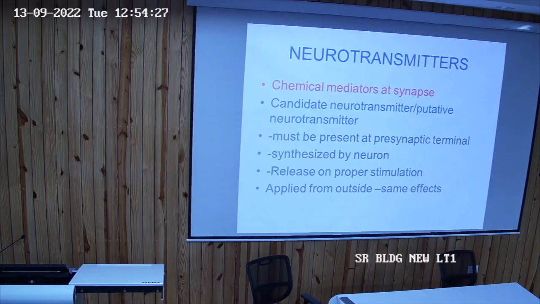Right? So chemical mediators at the synapse must be present at the presynaptic terminal. It should be synthesized by the neuron, and it should be released only on proper stimulation. If it is released continuously, there is a problem. It's not physiological. Physiological means it maintains the atmosphere, and if applied from outside, it has to have the same effect. So if we give some adrenaline, or some local acetylcholinergic drugs, it should have the same response as if in situ the acetylcholine was released. So can you give me an example for this?